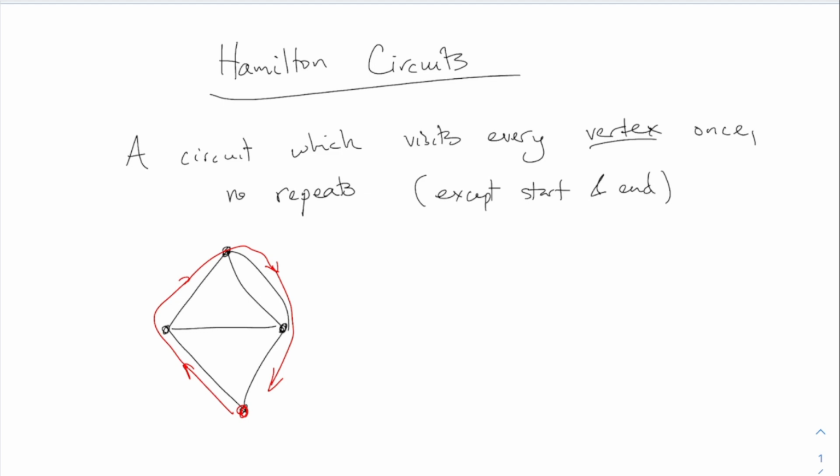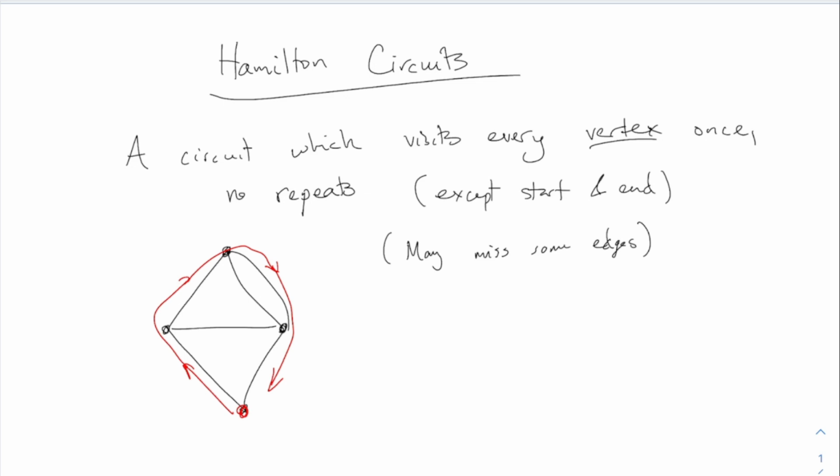So maybe I'll say this parenthetically. May miss some edges, right? You don't have to hit all the edges. That's not the point of a Hamilton circuit. You just have to use all the vertices, all 4 vertices.